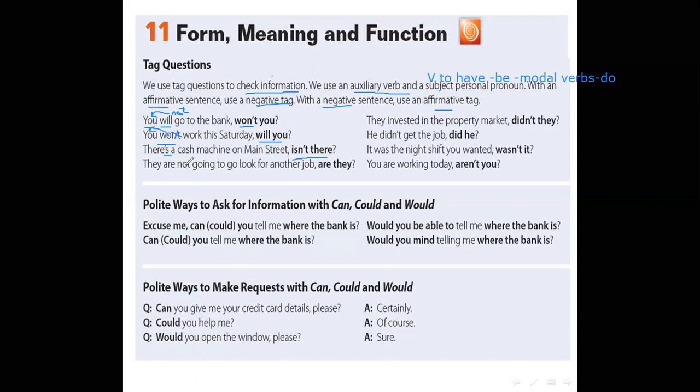They are not going to go for another job. Are they? Excellent. Because this is negative, we should omit not and use the question, are they?